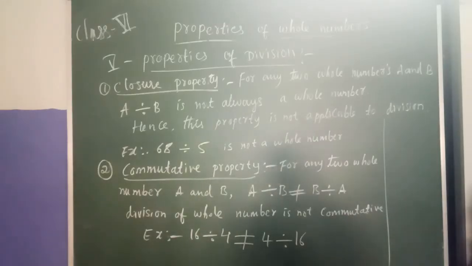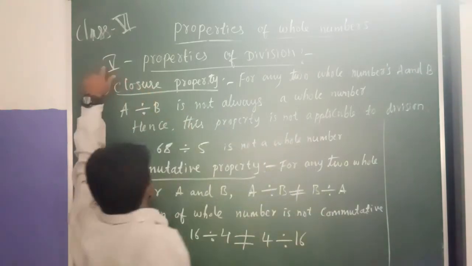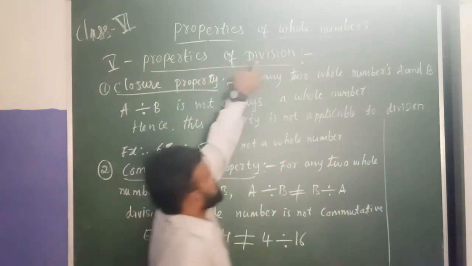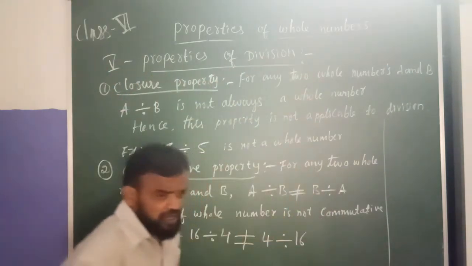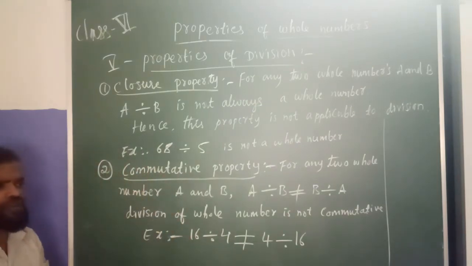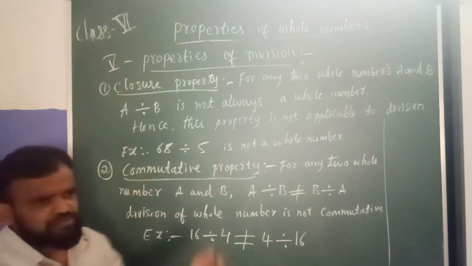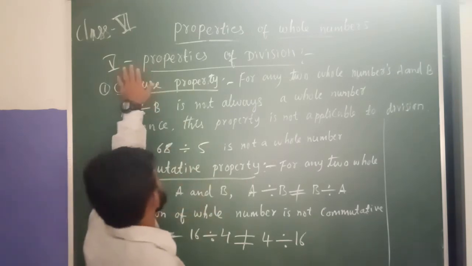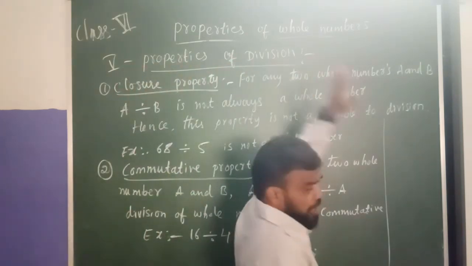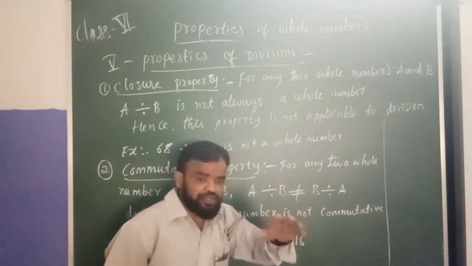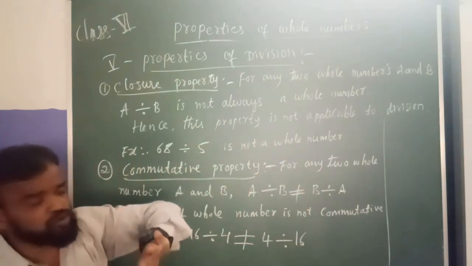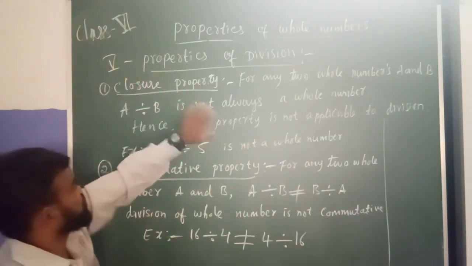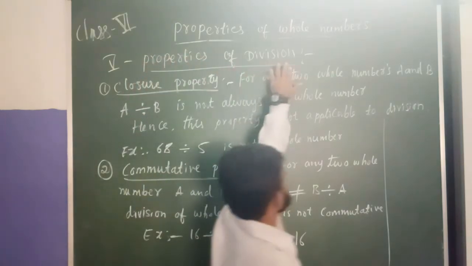Now I am going to explain the fifth property, properties of division. We have learned addition, subtraction, multiplication. Right? These three properties we have learned. Now this is the fourth property we are going to learn, and we have learned the distributive property also. And the fifth property we are going to learn here is the property of division.